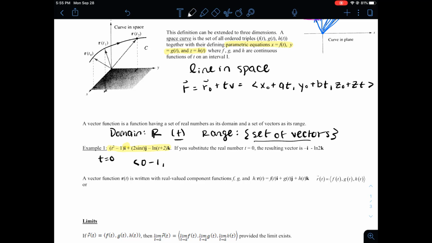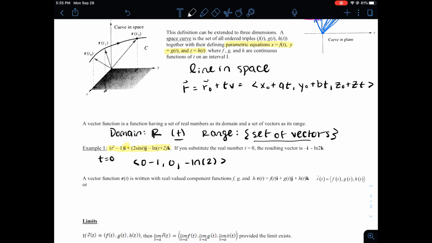0 minus 1. 2 sine of 0, and sine of 0 is 0, so 0. And then negative natural log of 2. Okay, so the output is a vector pointing at the tip of that vector being the point in space we're referring to.